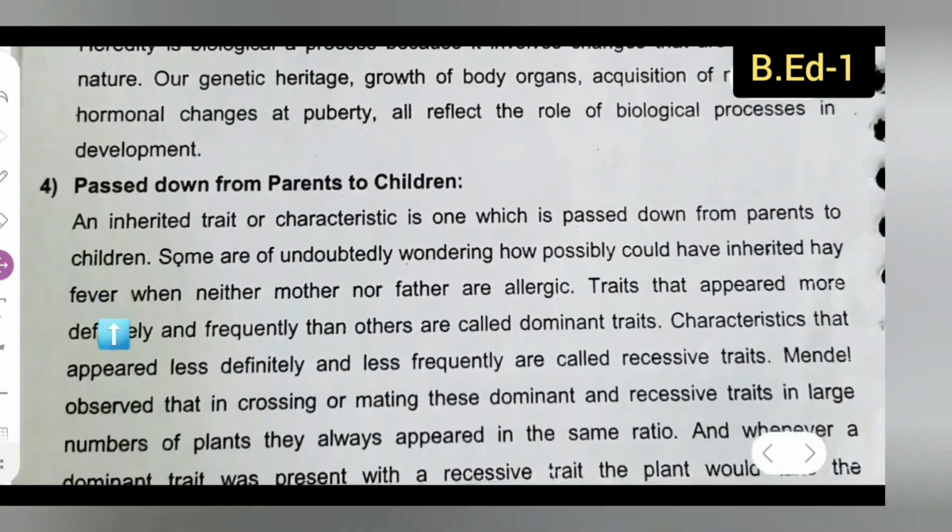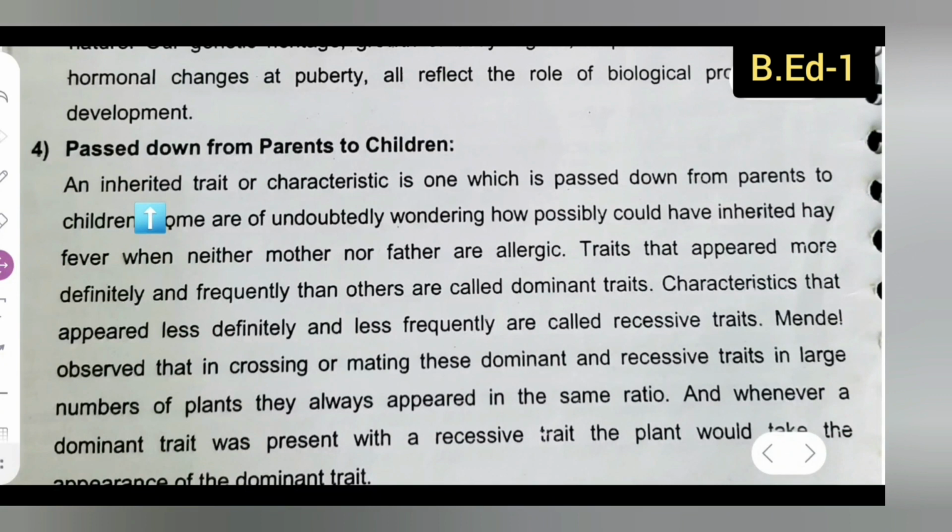Okay, this is the fourth concept you can take down. An inherited trait or characteristic is one which is passed down from parents to children. Some of you are undoubtedly wondering how one could have inherited hay fever when neither mother nor father is allergic. Traits that appear more definitely and frequently than others are called dominant traits. Characteristics that appear less definitely and less frequently are called recessive traits.